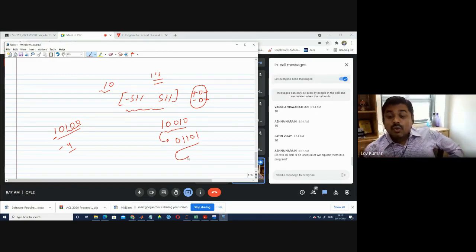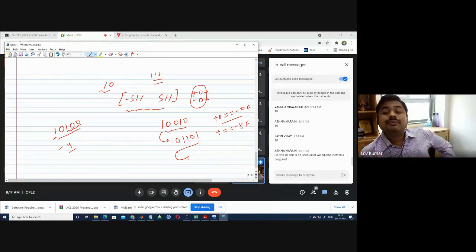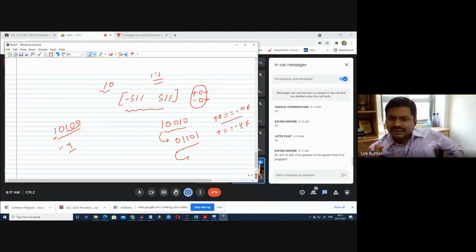No, that is not equal. According to the 1s complement, plus 0 is not equal to minus 0. According to the sign magnitude, plus 0 is not equal to minus 0. If you write this statement, it will be considered a false statement, not a true statement. That's why we are getting two different representations. Clear?